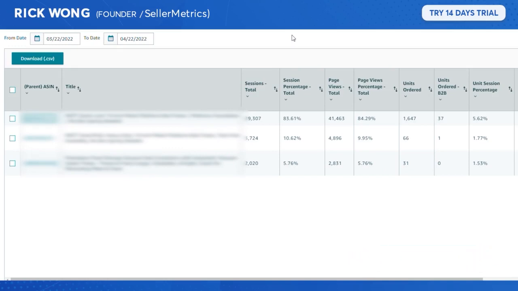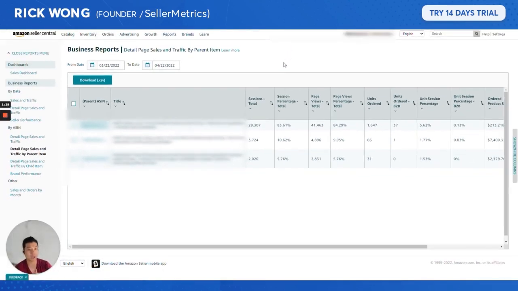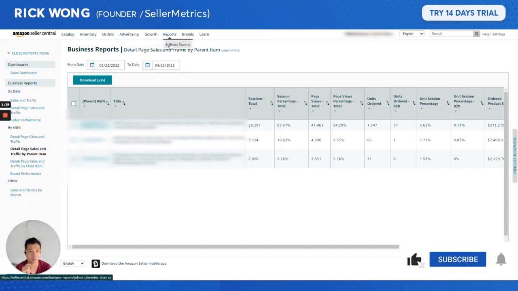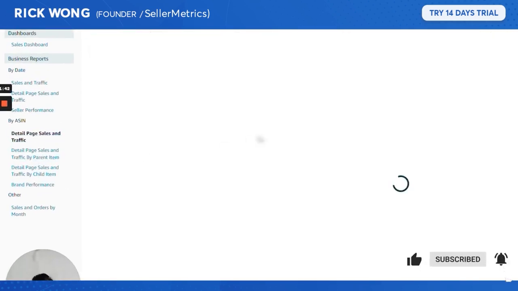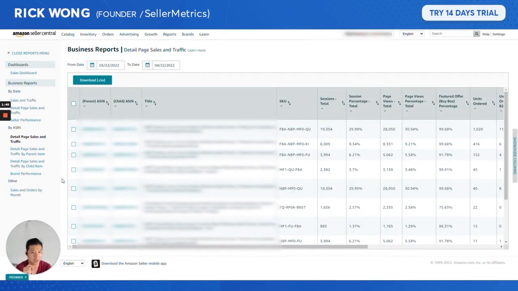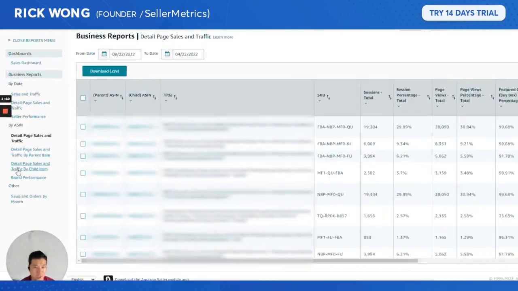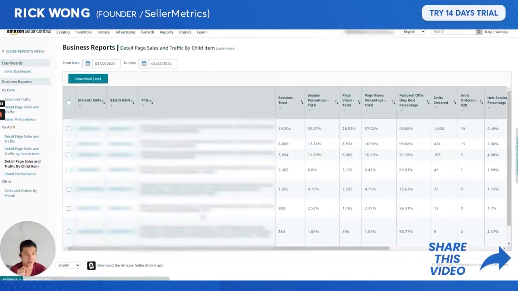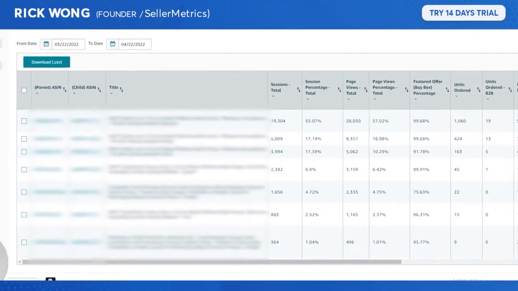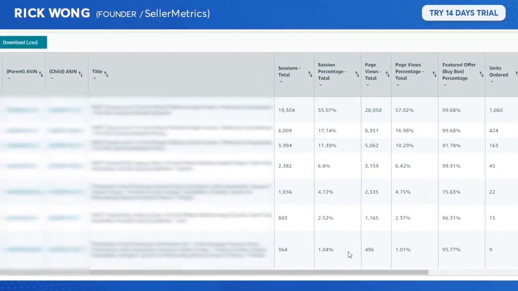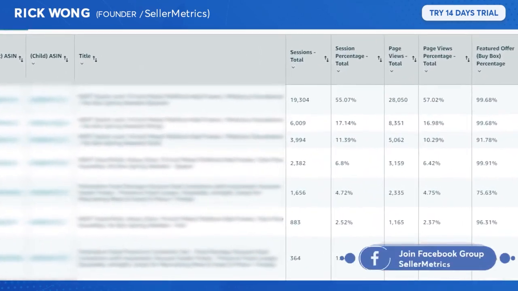And obviously, by this logic of the relationship between page views and sessions, your page views will always be greater than sessions. Where you can find this is in Business Reports, and then the Detailed Sales and Traffic report. If you scroll down to your sales and traffic by child items, you can see a better, more granular level of your sessions and also page views.